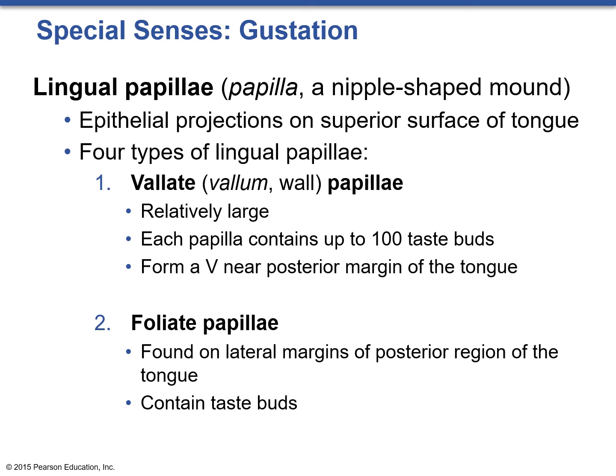3 of them actually contain taste buds, whereas 1 of them is simply structural in nature. The first type is velate papillae. These are going to be very large and contain the most amount of taste buds that we have. They have about 100 taste buds per papillae, and they form a V near the posterior margin of the tongue. The next type is foliate papillae. These are found on the lateral margins of the posterior region of the tongue, and they also contain taste buds.